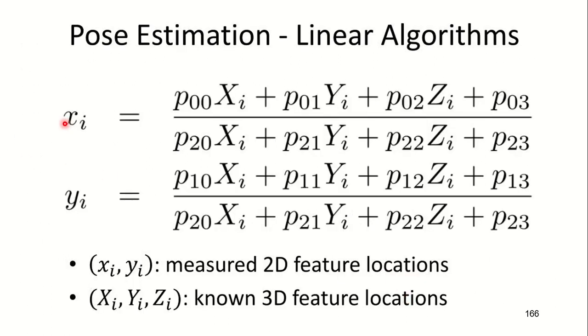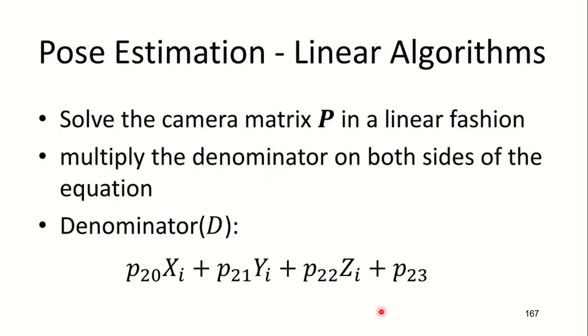So the equation for xi and yi, where xi, yi are the measured 2D feature locations, and capital Xi, Yi and Zi are known 3D feature locations. So solve the camera matrix capital P in a linear fashion, multiplying the denominator on both sides of the equation. So the denominator d is equal to P20 Xi plus P21 Yi plus P22 Zi plus P23.